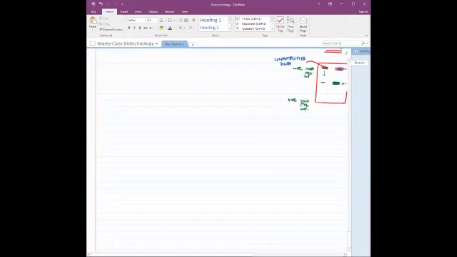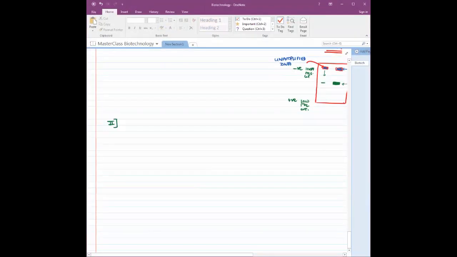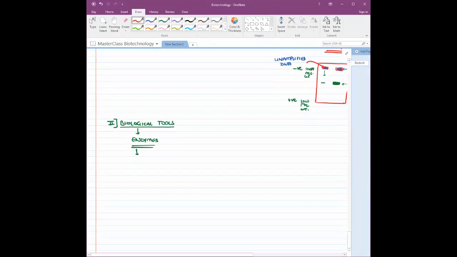Okay, but now, guys, let's try to move ahead. Let's see what the biological tools are, that is the enzymes that we are going to use. So instruments is done now. We are going to go into biological tools, and in biological tools we will be talking about enzymes. We require a lot of enzymes here. Why? Because we are going to be synthesizing DNA once again. So this is synthesis of DNA. Let's see what the different enzymes are.